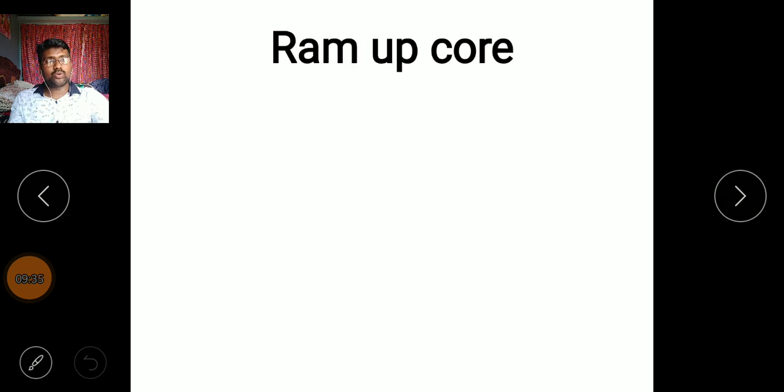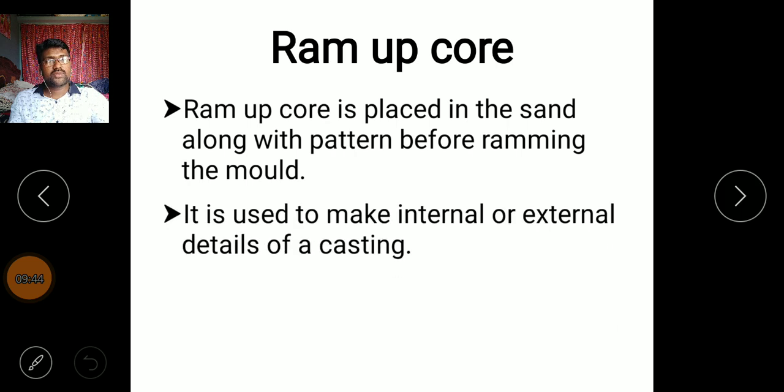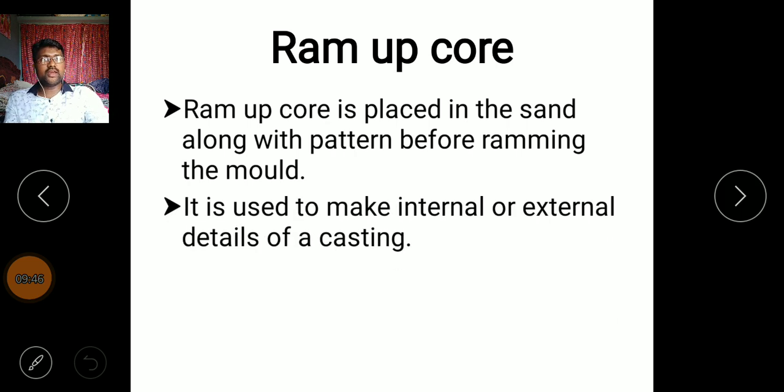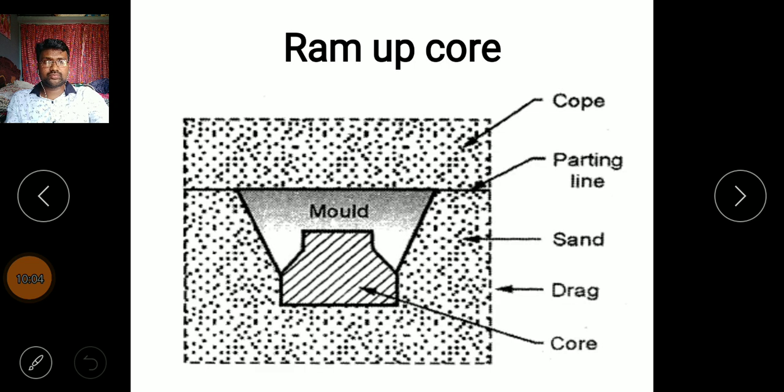Next, ram up core. Ram up core is placed in the sand along with the pattern before ramming the mold. Next, it is used to make internal or external details of casting. It cannot be placed in a mold after the mold has been rammed. In the remaining processes, we place the core after the ramming of the mold. But in case of ram up core, before the ramming we have to place the core.